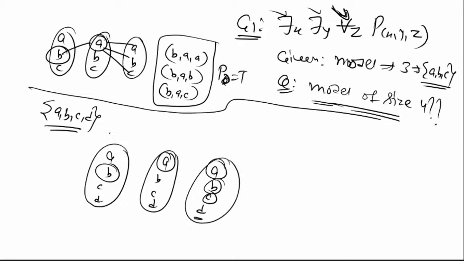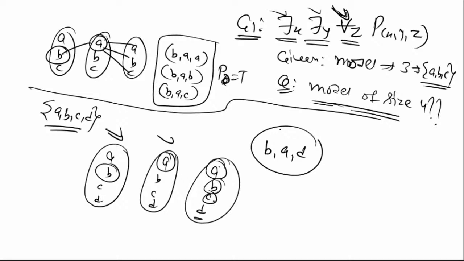Here we have there exists X, so we can take this B. Here we have there exists Y, so we can take this A. But here we have for all Z, so we already have A, we already have B, this C, but we also need to take D. But can we guarantee that this B, A, D will make P true?